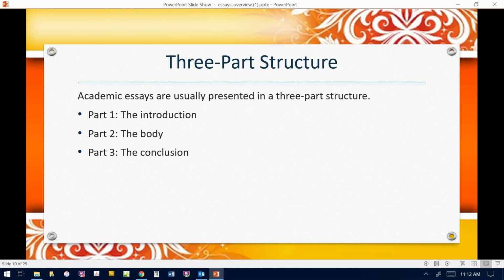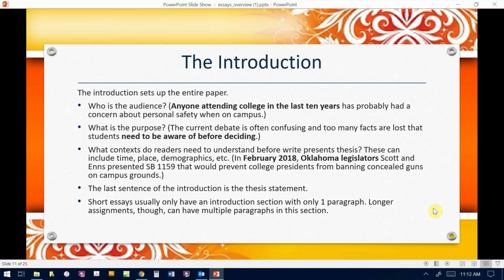So the other part of drafting is understanding that we have a three-part structure. The first part is the introduction, and this is where we answer some really important questions. Who is the audience? What is the purpose? We identify contexts that are important to understanding the thesis, and we actually present the thesis to our reader.